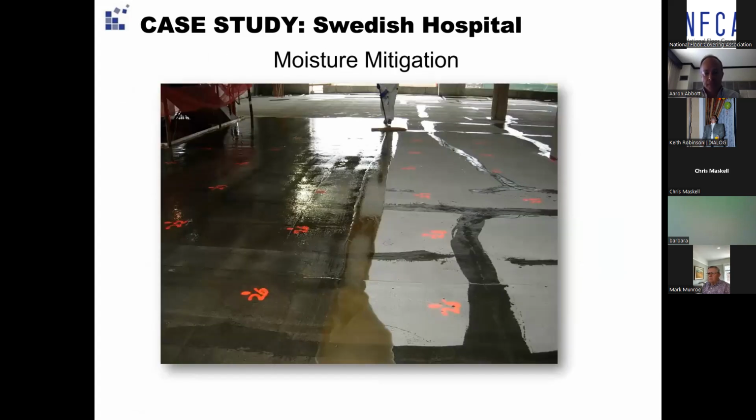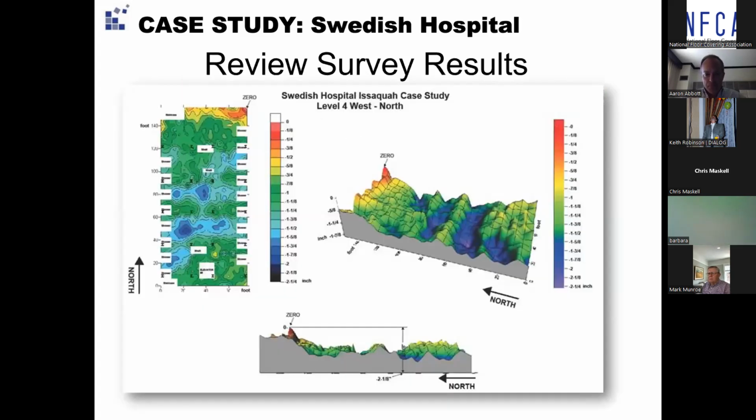Just to be clear, Aaron, the heat maps, they are taken by the general contractor. It's their role to measure the slab before they hand it over to the floor covering trade, using technology like point cloud survey.